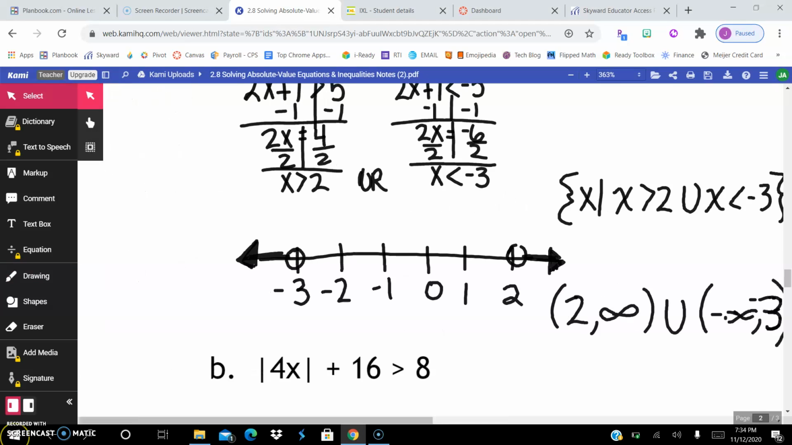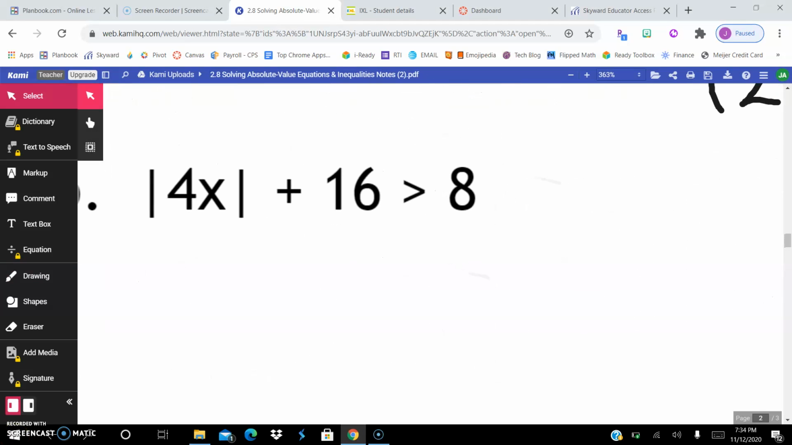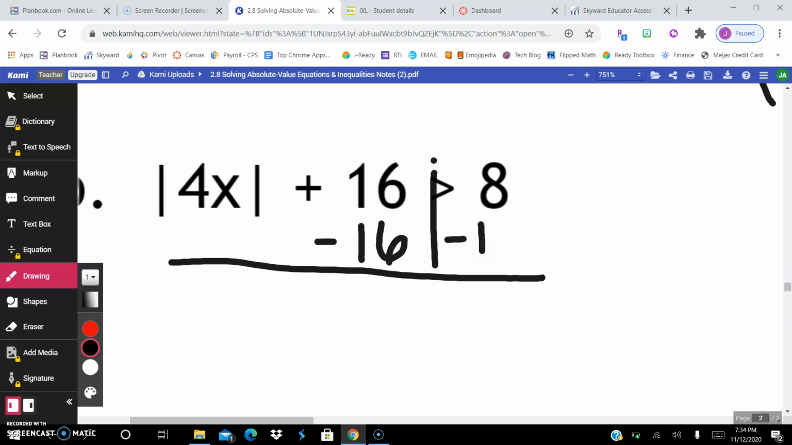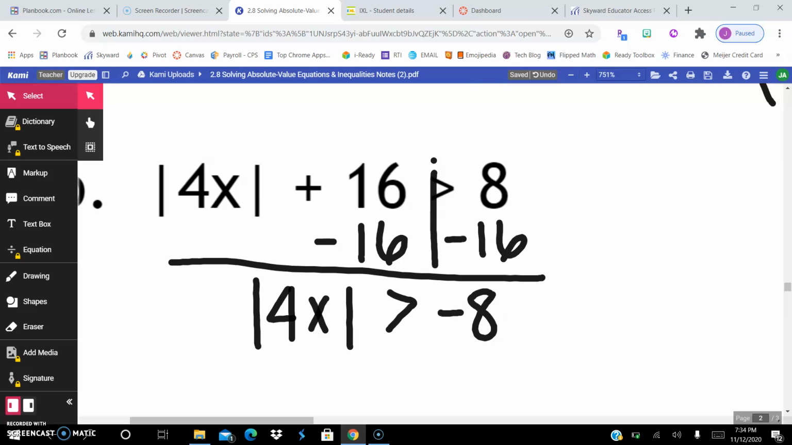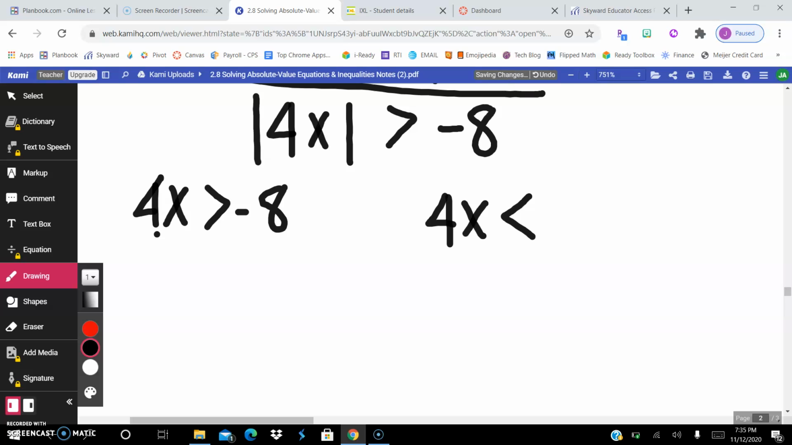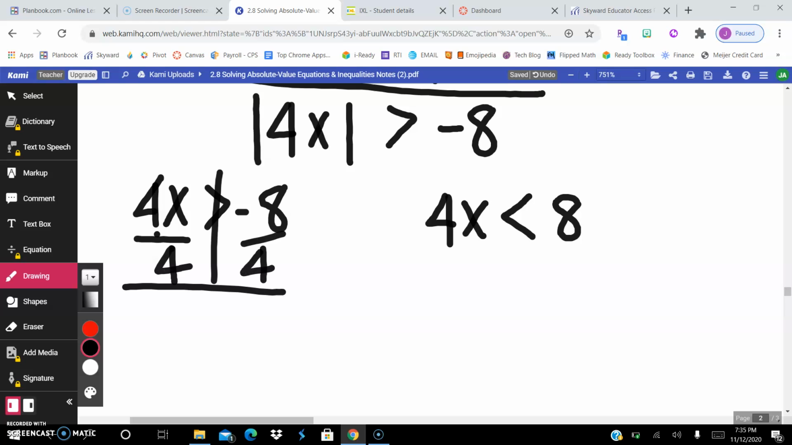All right, for this next one, we have that plus 16 that's on the same side as the absolute value, but is not inside of it, so we have to get rid of that one first. So we're going to minus 16 before we do anything else. So we have the absolute value of 4x is greater than 8 minus 16, which would be -8. And then we can break that up. So we have 4x is greater than -8, and 4x, flip the sign and make that a, that -8, opposite. So that's +8. And then we divide by 4 on both sides. So x is greater than -2.